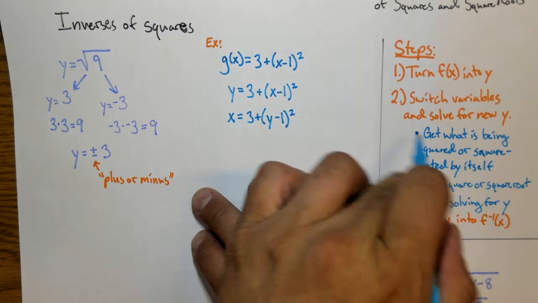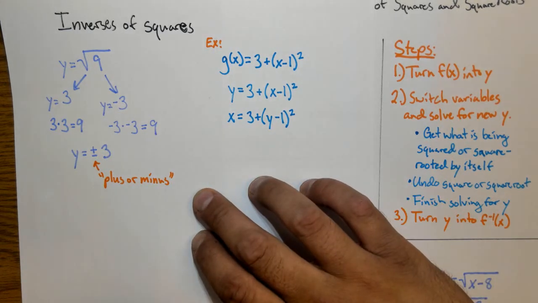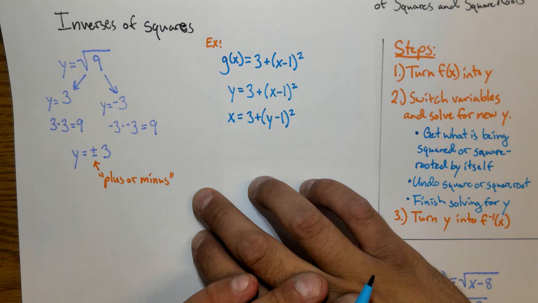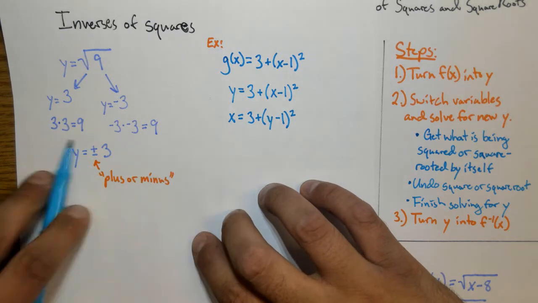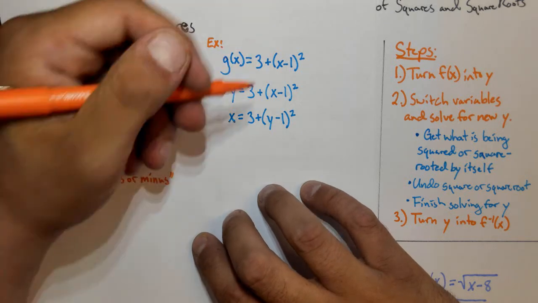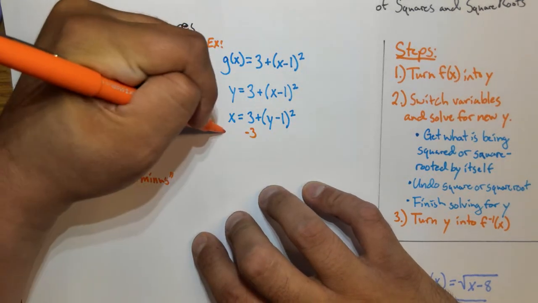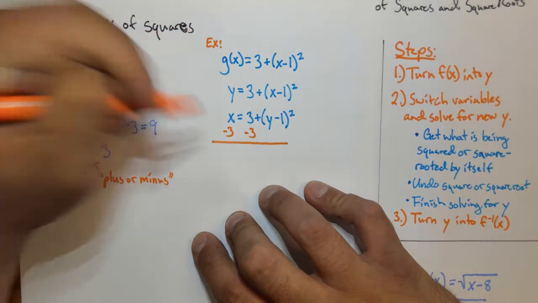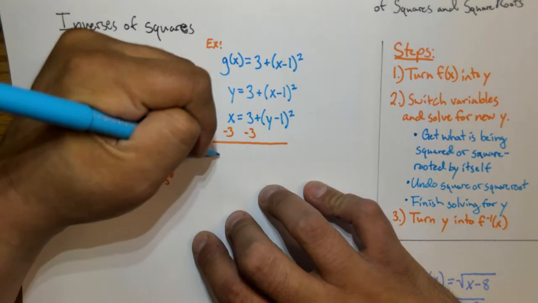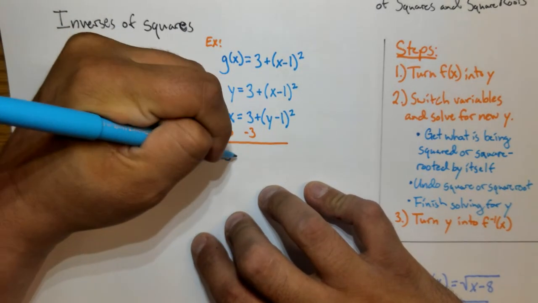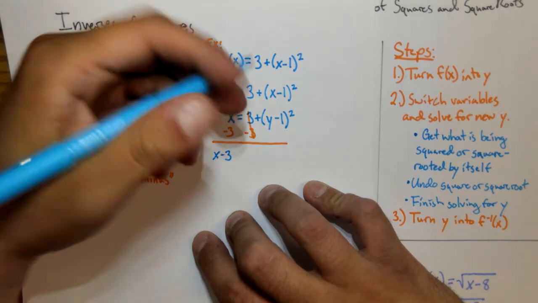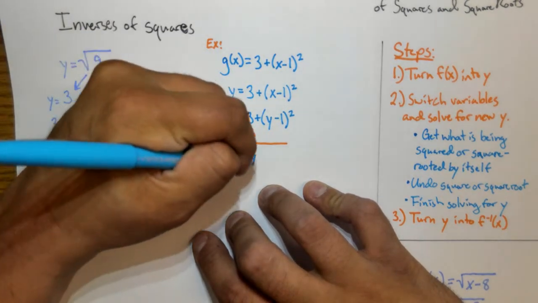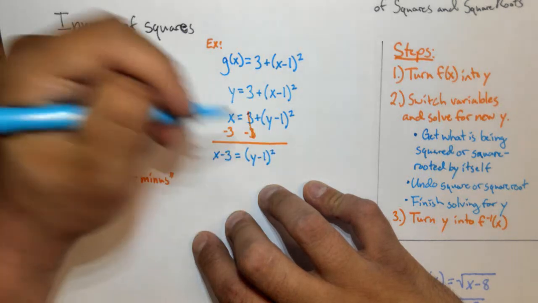And now we need to solve for our new y. So we're in the steps in blue now. Get what is being squared or square rooted by itself. Well, in this case, we have this 3 hanging out there, so we want to get rid of that. So we're going to subtract 3 from both sides. It's going to give us x minus 3, and that's going to cancel this out. So x minus 3 equals y minus 1 squared.